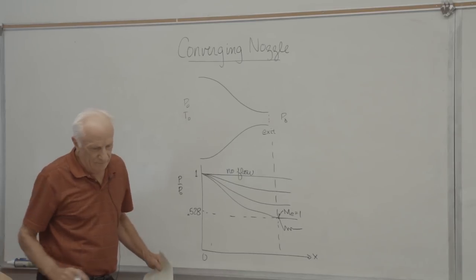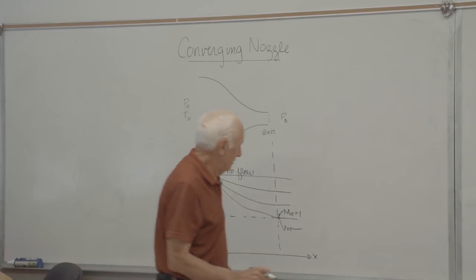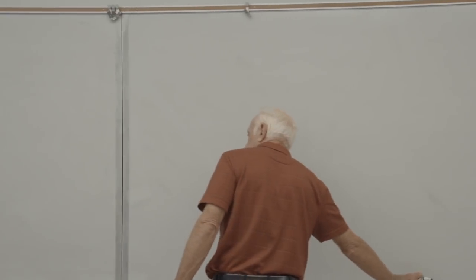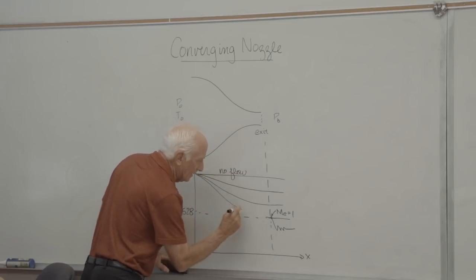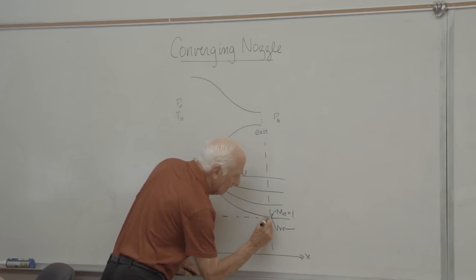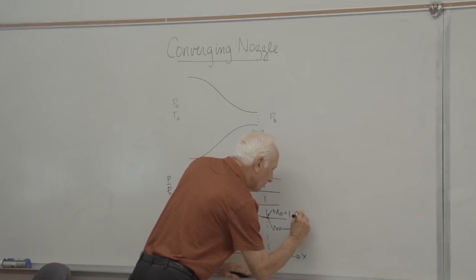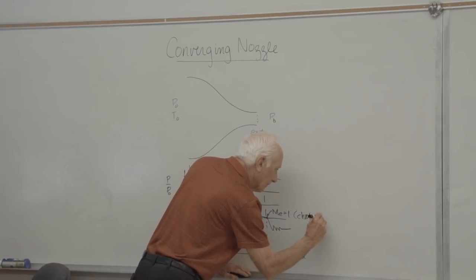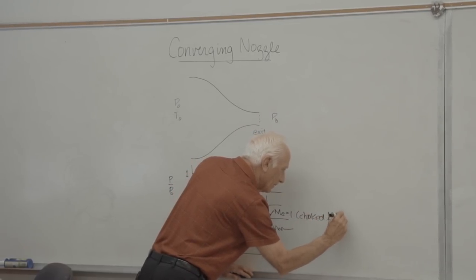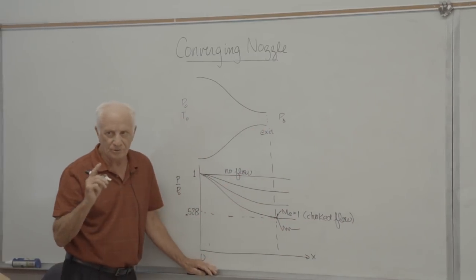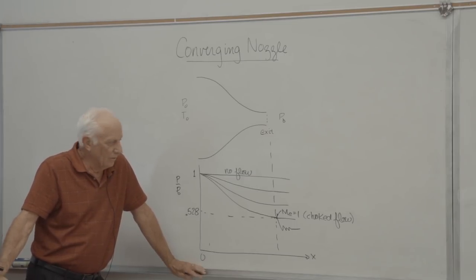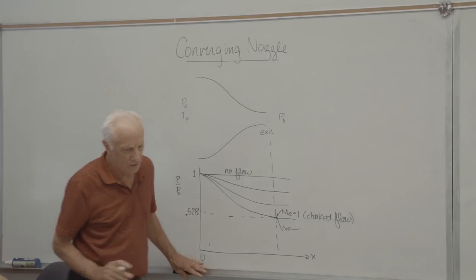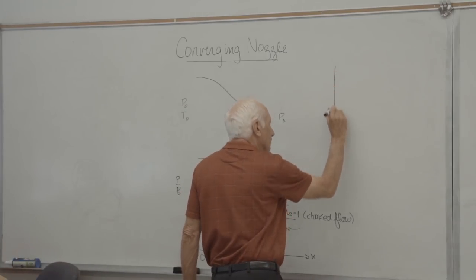Let me just make that particular picture a little clearer here. Once you reach Mach number at the exit equal to 1, that's called choke flow. Choke flow means no more mass flow will be going through the nozzle, no matter how much more you reduce the back pressure. So you can draw another graph, which is useful.